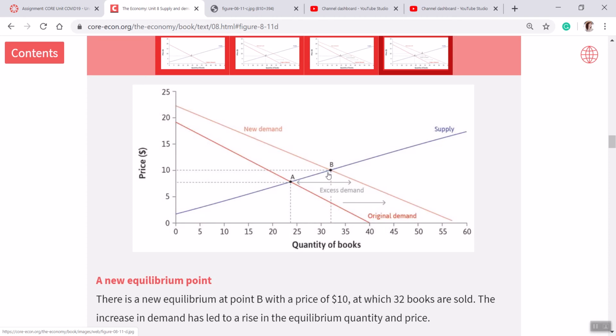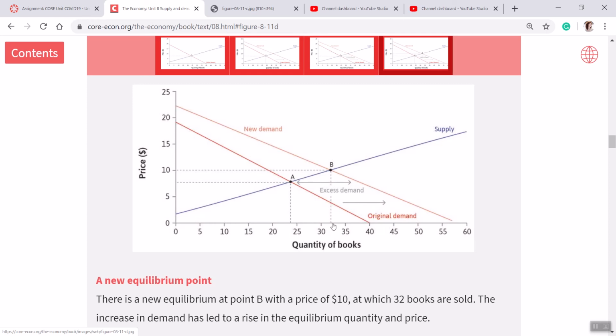So I've been able to expand the market, right? I'm selling more books now at $10. That's more of an incentive for sellers to participate, for more people to give up that textbook because now they can sell it for $10. Because that price has increased, that's an incentive for sellers.